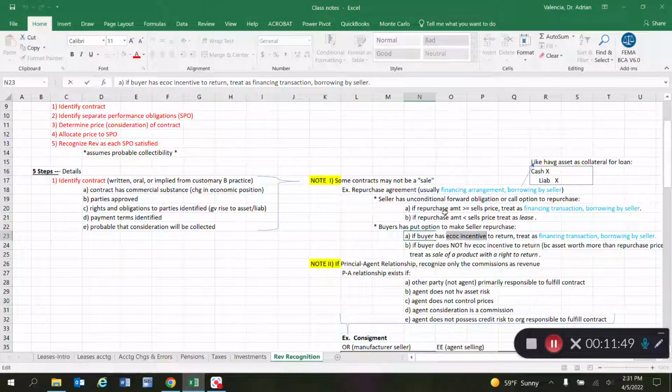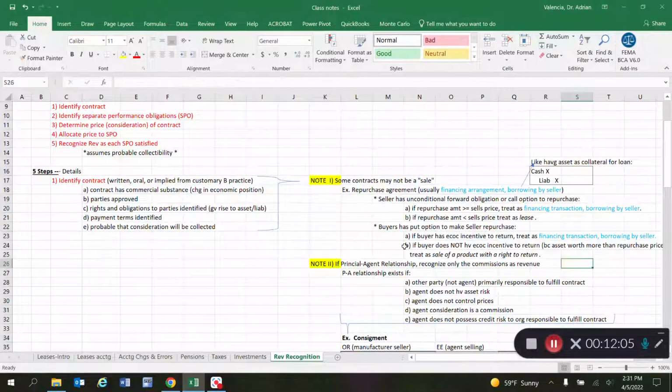So, similar to what this A is referring to. If I'm buying it and there's an economic incentive for the buyer to sell it back to me, then again, that's just an extra amount I'm paying that really seems like a financing arrangement.